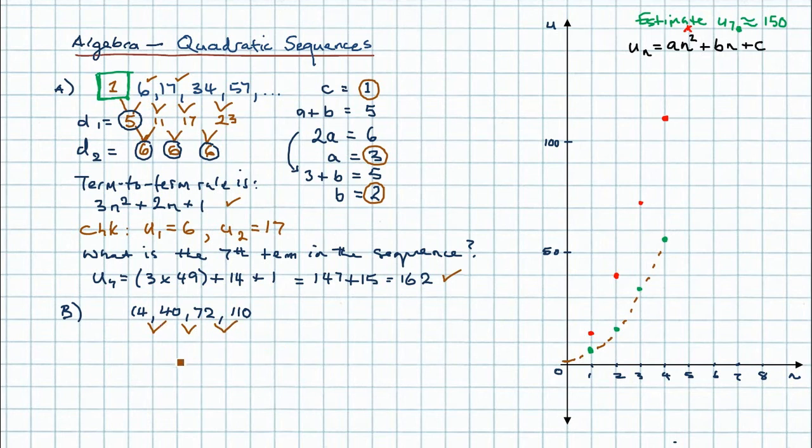So first difference, D1, is 40 minus 14, that's going to be 26. 72 minus 40, that's going to be 32. And 110 minus 72, well, that's going to be 38. And so my second difference is going to be 38 minus 32, 6. 32 minus 26, 6. So we've got our constant. That seems to be working out nicely. So we know that our second difference has to be 6.